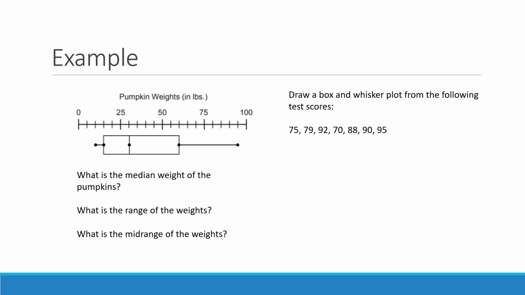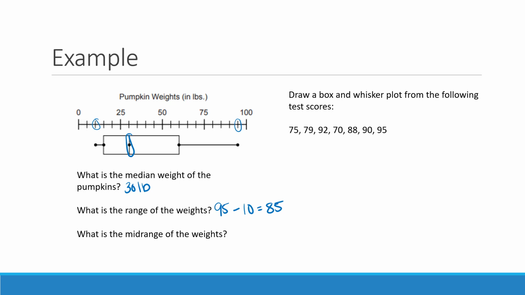So for example, this one says, what is the median weight of the pumpkins? All you need to do is find that line that's in the middle. This graph is going up by 5, so 25, and then one more is going to give me 30, so 30 pounds. What is the range? I'm going to find my highest value, which is going to be 95, and my lowest value, which looks like it's going to be 10. So 95 minus 10 is going to give me a range of 85.